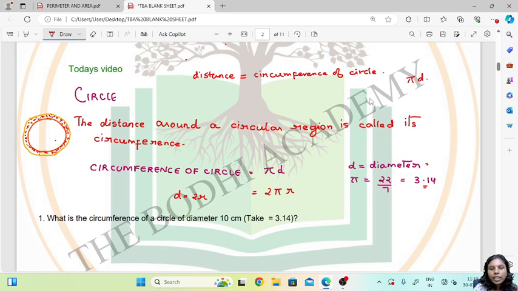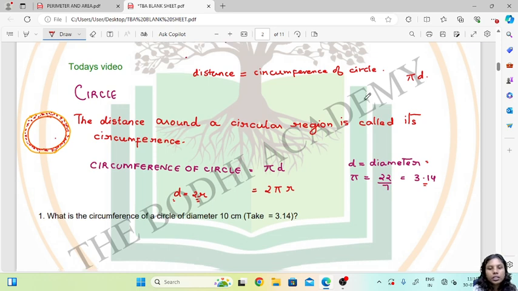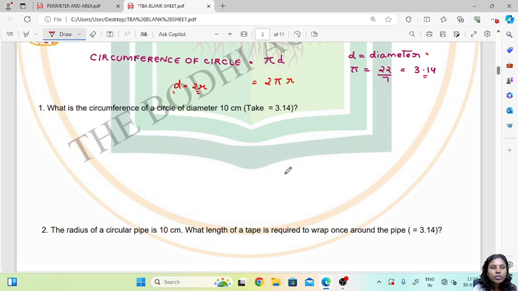Now if we are talking in terms of radius, we know that diameter is equal to twice the radius. So if we are talking in terms of radius, we convert the formula to 2 pi r. Now let's look at a first example.